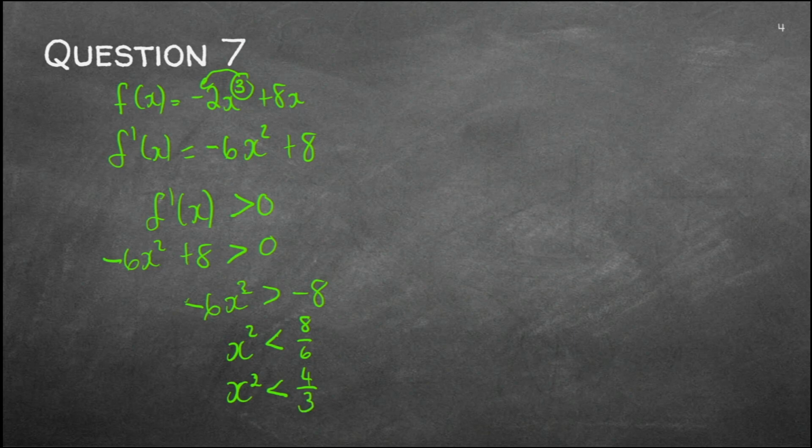Now, very important, it is a quadratic inequality, so I need critical values. So I would typically say x squared is equal to 4 over 3, meaning x is equal to positive 2 over square root of 3, or x is equal to negative 2 over square root of 3. I just took the square root as it's not a perfect difference of two squares.